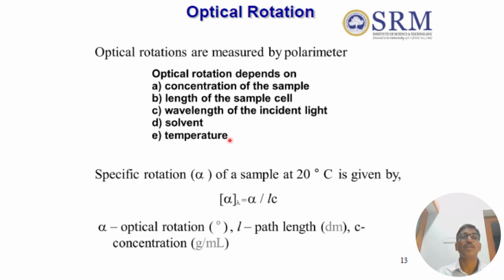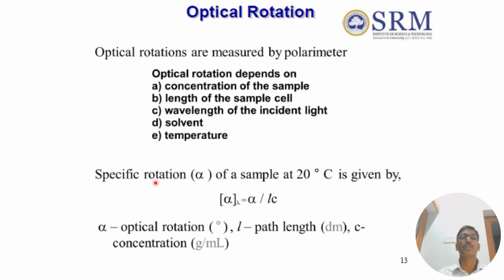This is all very important in order to calculate the specific rotation, that is alpha of the sample at 20 degrees. It is given by alpha sub lambda equal to alpha divided by LC, where alpha is the optical rotation in degrees, L is the path length in decimeters, that is the polarimeter tube, and C is the concentration in grams per milliliter. Once we know all the parameter values, it is easy for us to calculate the specific rotation.